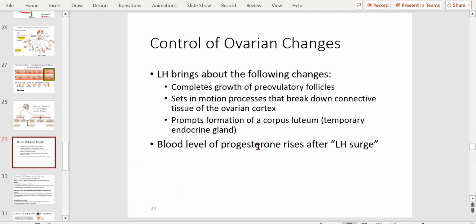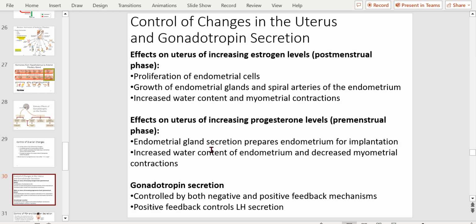Control of ovarian changes. Luteinizing hormone brings about the following changes. It completes growth of pre-ovulatory follicles. It sets in motion processes that break down connective tissues of the ovarian cortex. It prompts formation of a corpus luteum, a temporary endocrine gland. Blood levels of progesterone rise after the luteinizing hormone surge.